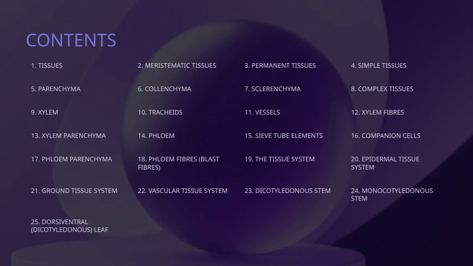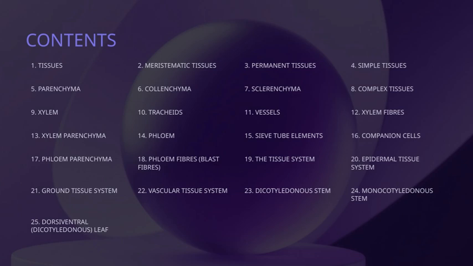Let's take a closer look at the different types of tissues in plants. Starting with tissues in general, we see that they can be broadly classified into simple tissues and complex tissues. Simple tissues, like parenchyma, collenchyma, and sclerenchyma, are made up of one type of cell and serve various functions such as storage, support, and photosynthesis. Complex tissues, on the other hand, are composed of more than one cell type and work together as a unit. Examples include xylem and phloem, which are part of the vascular tissue system responsible for transport.